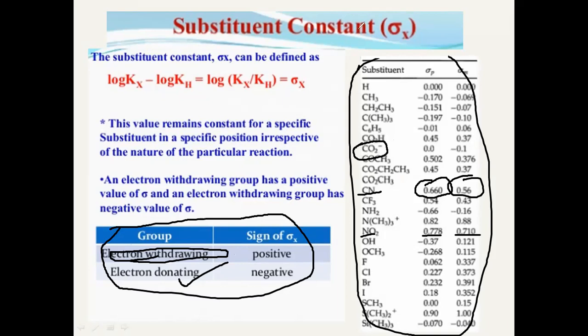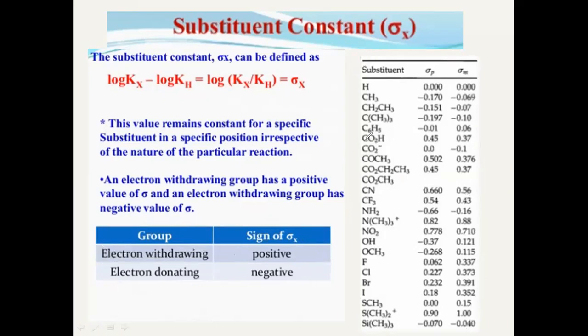Carboxylate and carboxylic acid, very nice. Very interesting point. Think about these two groups. What is the effect, withdrawing or donating, of the COOH group? Withdrawing. It is withdrawing. Very nice. How can you say? Because its value is positive. But what about COO minus?